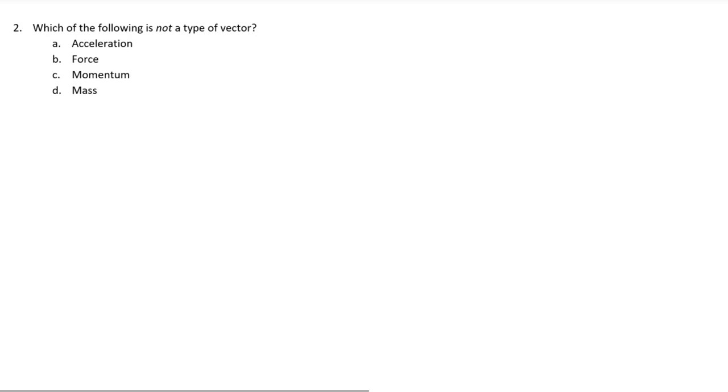Which of the following is not a type of vector? Acceleration, force, momentum, or mass? As I have not discussed what momentum is yet and whether it is a vector or a scalar, you should instead immediately be looking for the scalar rather than trying to rule out vectors. We know that acceleration is a vector. For example, the acceleration due to gravity points towards the center of the Earth.